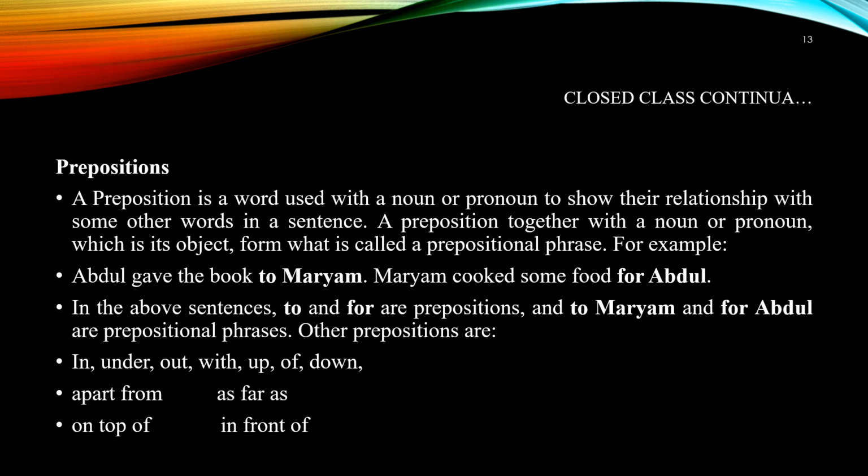The next class, still in closed class systems, is the prepositions. A preposition is a word used with a pronoun or a noun to show the relationship with some other words in the sentence. A preposition together with a noun or pronoun, which is its object, forms what is called a prepositional phrase. For example, Abdul gave the book to Mariam. Mariam cooked some food for Abdul. So you can see to and for there are examples of prepositions. So in the above sentences, we can say to and for are prepositions, and to Mariam and for Abdul are what? Prepositional phrases.